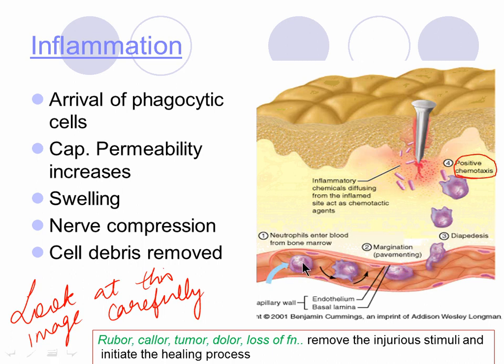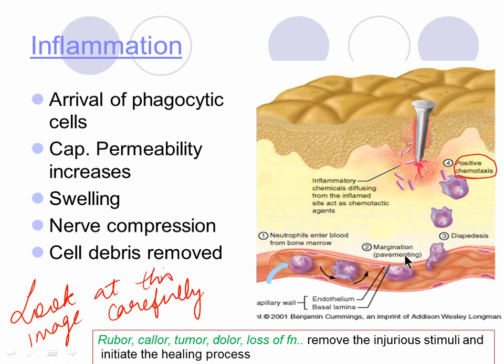You can see these neutrophils which are present here. These neutrophils, slowly what they do is they, from the center, come to the side of the blood vessel and they leave the blood vessel by a process which is known as diapedesis, and they go towards the area where those inflammatory chemicals are being released, and that is called chemotaxis.